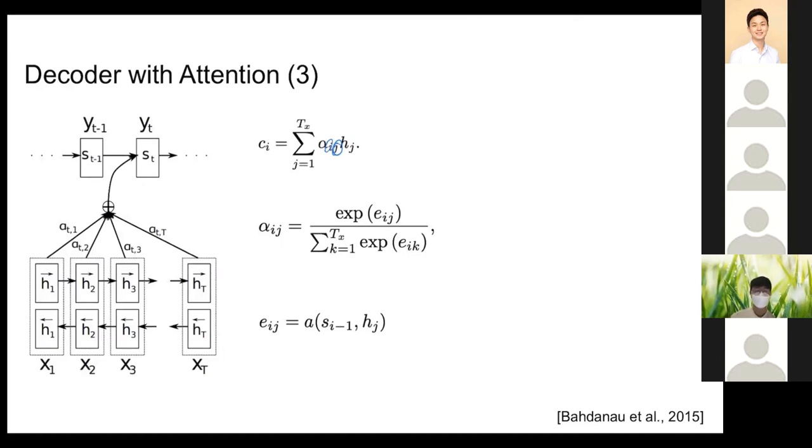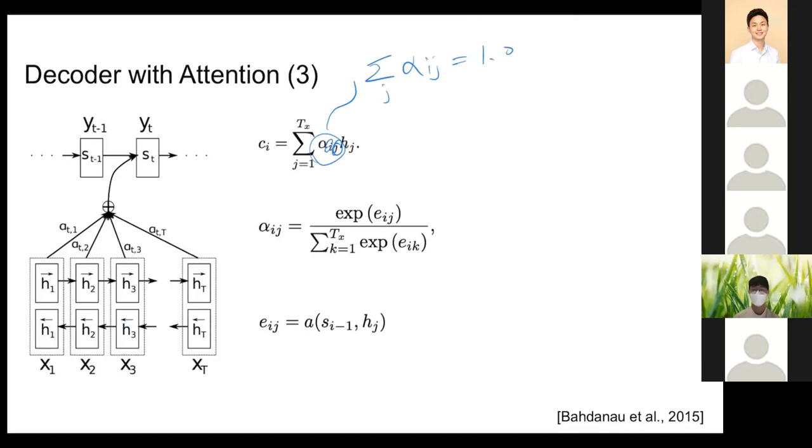So we are defining the current time step's summarization vector, or the context vector, to be the summation of all the outputs of the encoder side multiplied by the weight and summed. And this weight, note that the summation of alpha ij on the j side will be equal to what? 1.0, because it's a weighted average. So we don't want it to go over 1.0. Otherwise it will not be a weighted average, right?